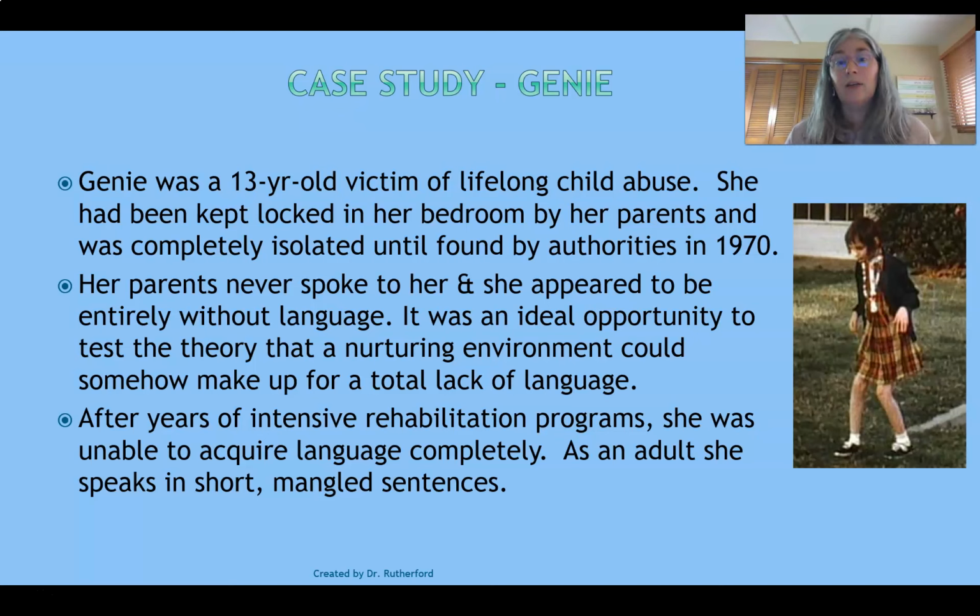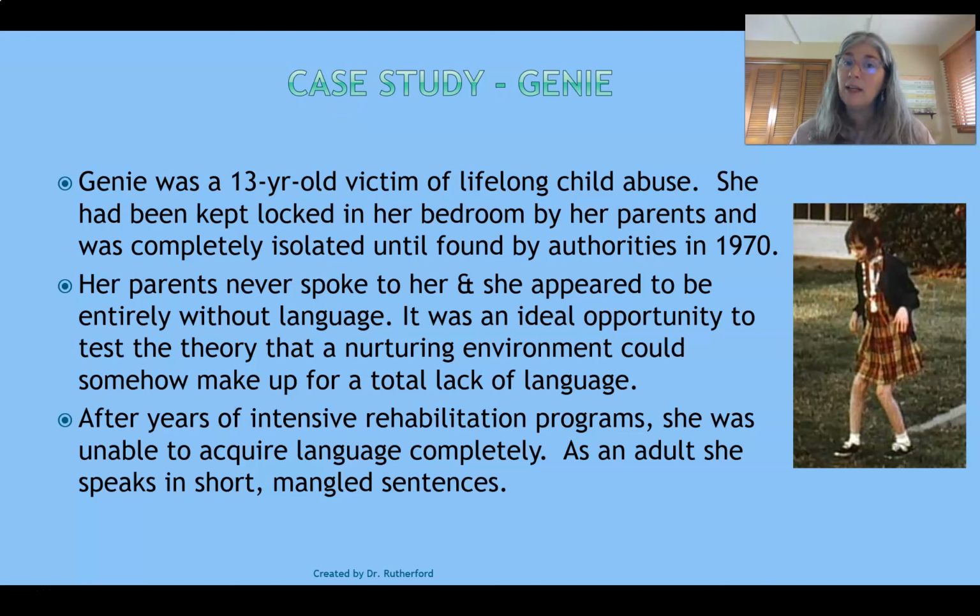She had been locked in her bedroom and was completely isolated. So she had not had conversations with people. She didn't go to school. She didn't have friends. She was literally locked in her bedroom for 13 years. Her parents never spoke to her. They provided food, I believe, under the door.